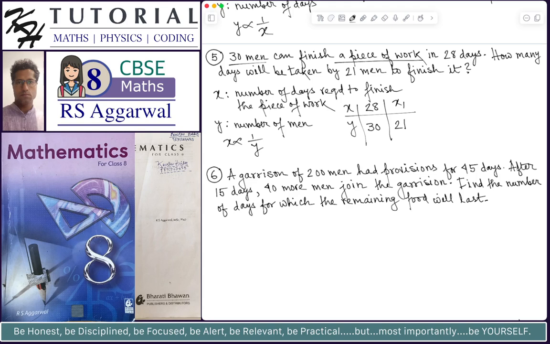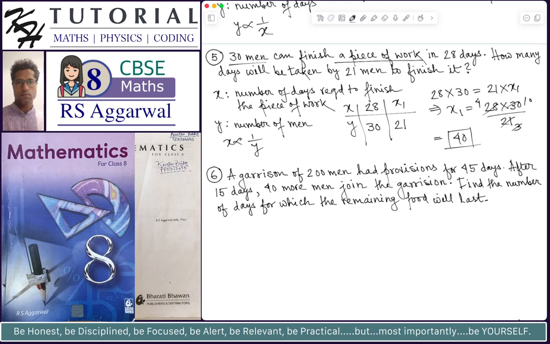So we can now say that since the quantities x and y are inversely proportional to each other, we must have 28 multiplied by 30 equal to 21 multiplied by x1. So this implies x1 is equal to 28 multiplied by 30 divided by 21. So this is equal to 40. So it will take 40 days for 21 men to finish the work.